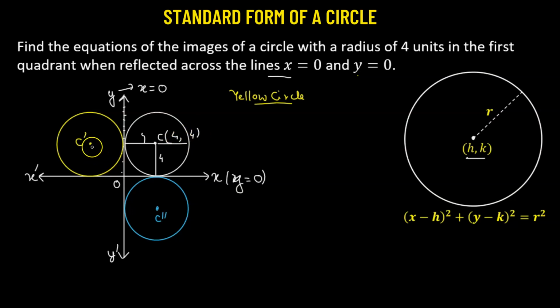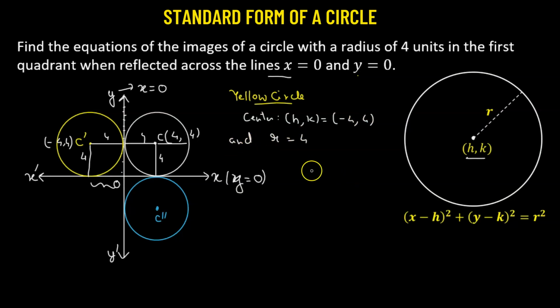Same goes for the yellow circle. All we have to do is drop a perpendicular from the center C prime on the x-axis as well as the y-axis. Now the height is going to be 4 units, and the horizontal distance is also going to be 4 units, and we get the coordinate of C prime as negative 4, positive 4. Negative 4 because we are on the negative x-axis. So we have a center h comma k, which for the yellow circle is negative 4, positive 4, and the radius is fixed at 4 units.